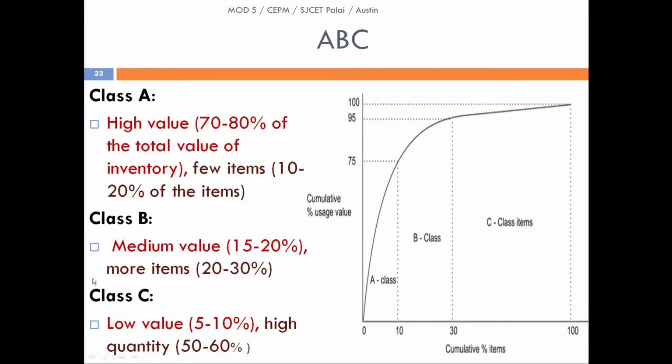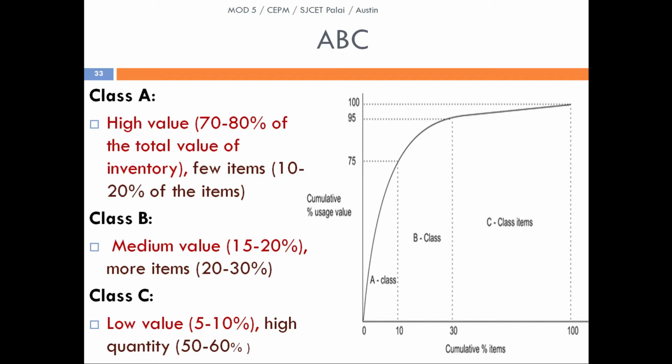He classified this into three: class A, class B, and class C. In class A, around 70 to 80% of the total value of the inventory is concentrated in just 10 to 20% of the items. In class B, about 20 to 30% of the materials account for about 15 to 20% of the value. And in class C, a high quantity of materials, around 50 to 60%, account for just 5 to 10% of the value.